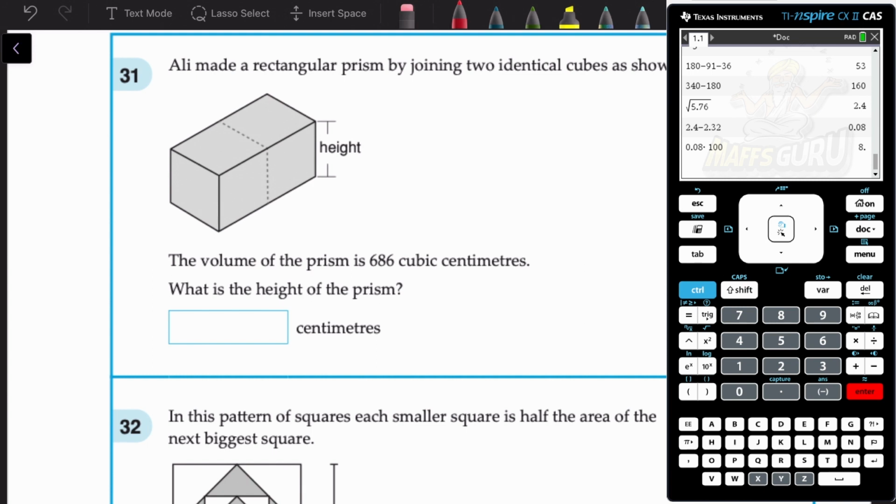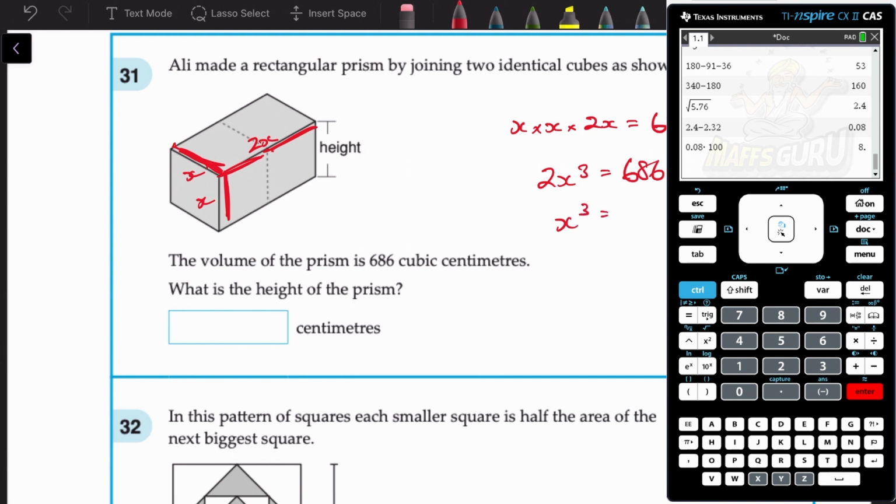Okay, so what I'm going to call it, that's going to be X, that's going to be X, and that's going to be 2X. So I now know my volume is X times 2X, and that's going to give me 686 centimeters. If you don't know the length of a side, then obviously you are going to use a letter. Now, because it's a cube, I know that I can call that length X, which means that length is X, and that length there is X, and that length there is X. So if I multiply all that together, I get 2X cubed. So I get 2X cubed is equal to 686.